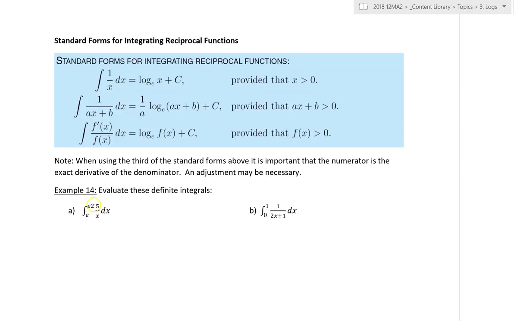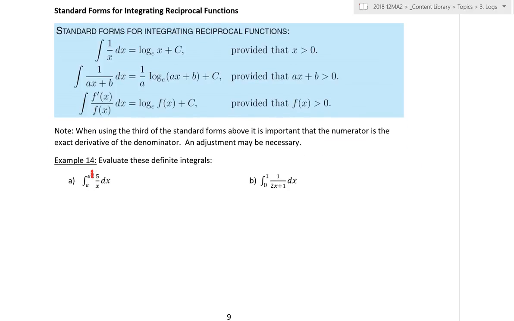Now I've just noticed here I've got a slight typo. That shouldn't be e2, that's e squared there. If you could amend your notes to reflect that. We've got a couple more definite integrals. We're going to refer back to these a little bit as we go.